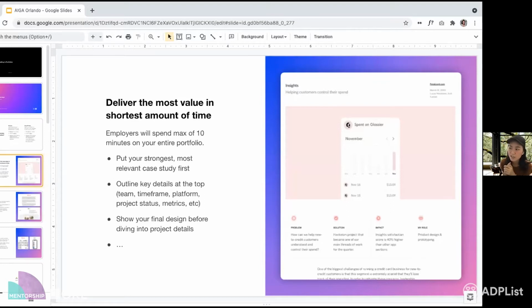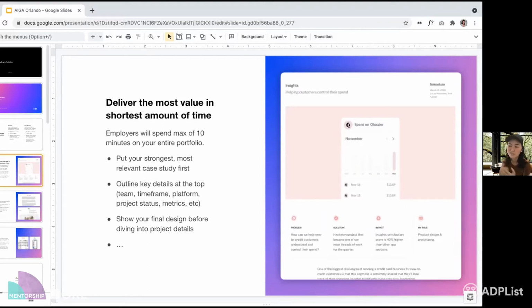So what that means is you need to start putting your strongest and most relevant case study first. For example, if you're a front-end developer who recently pivoted into design, don't put a bunch of coding projects up top unless they actually have something to do with design. Or if you're a web designer and you're looking to do more mobile design, put your mobile projects first, they're more relevant. For each of your case studies as well, you want to outline the key details at the top, like the makeup of your team, how long the project was, the general timeline, the platform the solution was built on, and so on and so forth.